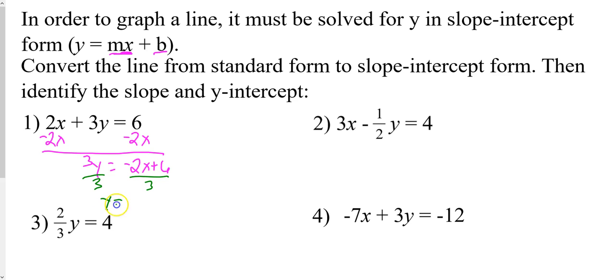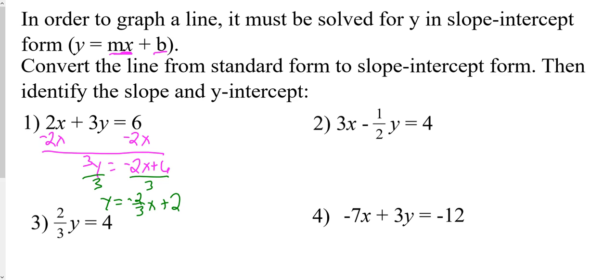So we'd end up with y equals negative 2x divided by 3 is just negative 2/3 x. And then I also have to take the 6 divided by 3 is 2. So there we see that the y-intercept would be 2 and the slope would be negative 2/3. So I would start off on the y-axis at 2, and from that point I would go down 2 and right 3.